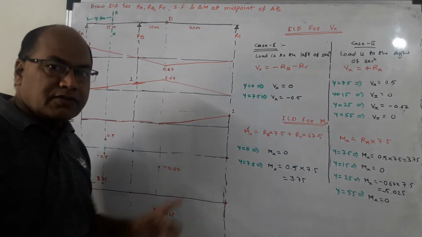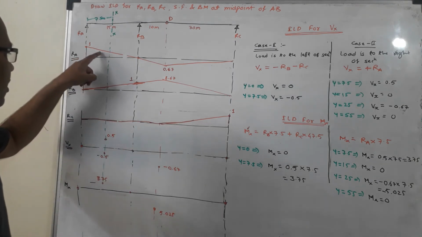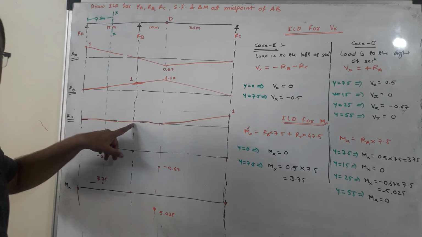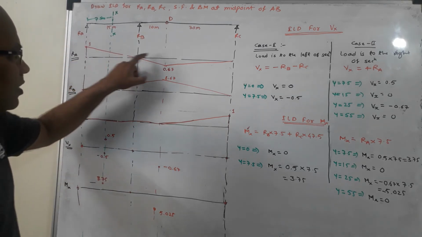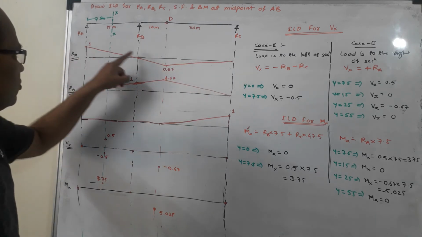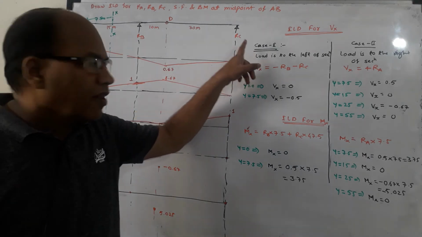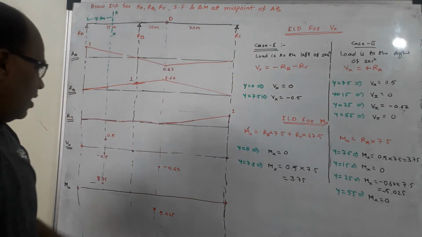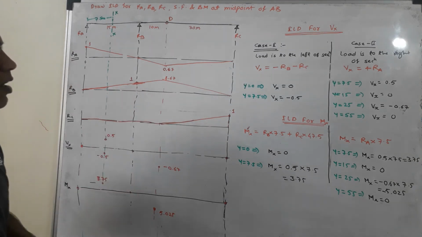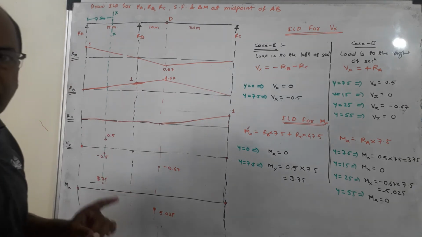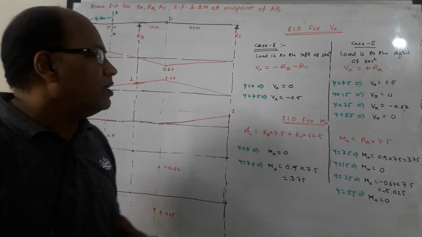Now we just have seen how to draw ILD for RA, RB and RC. So ILD for RA, RB and RC have been drawn. To draw ILD for RA, mark 1 at A, mark 0 at B, mark 0 at C. So join these 2 points, extend it further till the hinge line is reached and then take it back. So this is how ILD for RA, RB and RC have been drawn. Now let us see how to draw ILD for Vx and ILD for Mx. Vx is the shear force at X, Mx is the bending moment at X.